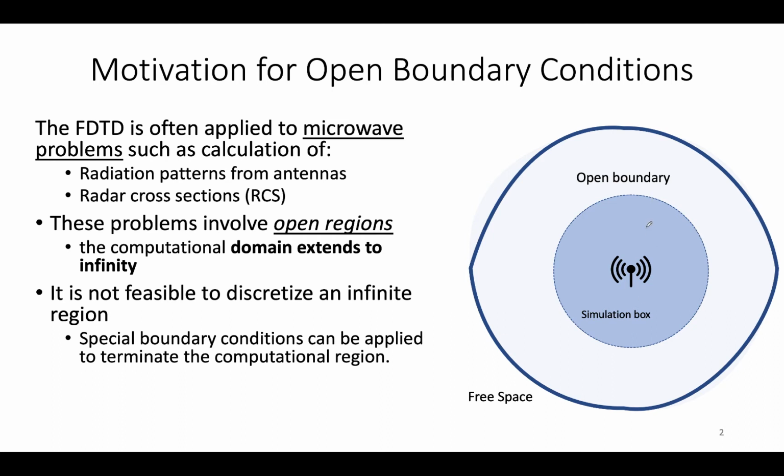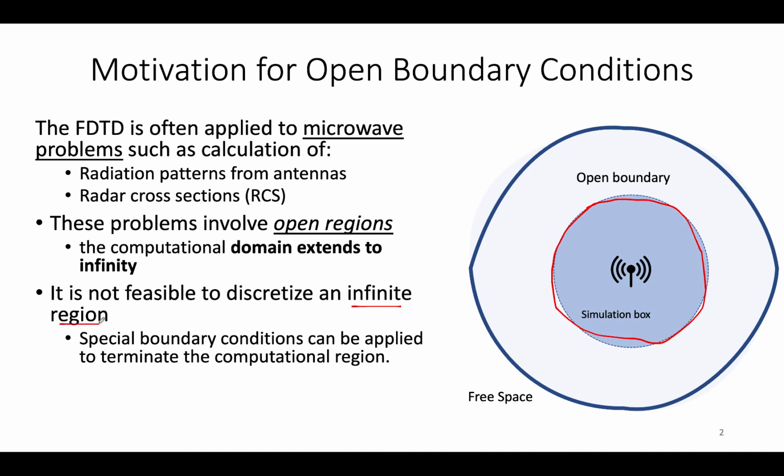So for instance, you see here an example. We have an antenna, we have an electromagnetic wave propagating, and then we have a finite boundary condition that we want to enclose our computational domain. So the challenge is to implement such a boundary condition to mimic an infinite simulation domain. As we know, it's not really feasible to discretize an infinite region. That is not realistic.